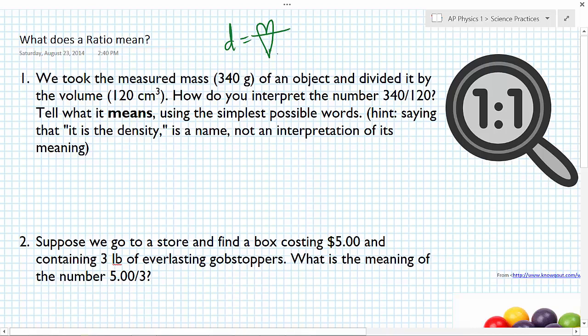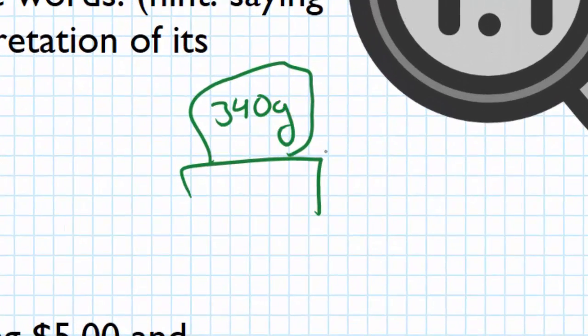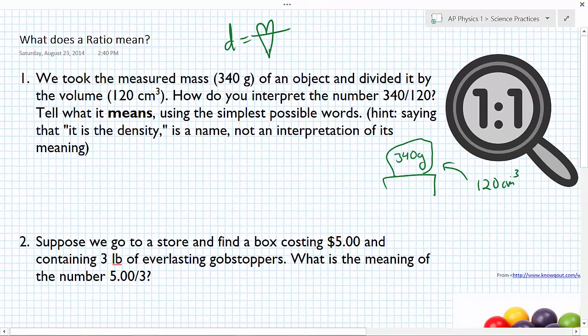It's a ratio of the mass of an object divided by that object's volume, or how much space it takes up. And so let's say we measure an object and I throw that object on a scale, whatever it is, and it has a mass of 340 grams. And I'm able to do some kind of measurement to figure out that it takes up 120 cubic centimeters of space. So now I'm looking at this ratio, and I'm going to take the ratio 340 divided by 120, and I want you to tell me what that means.